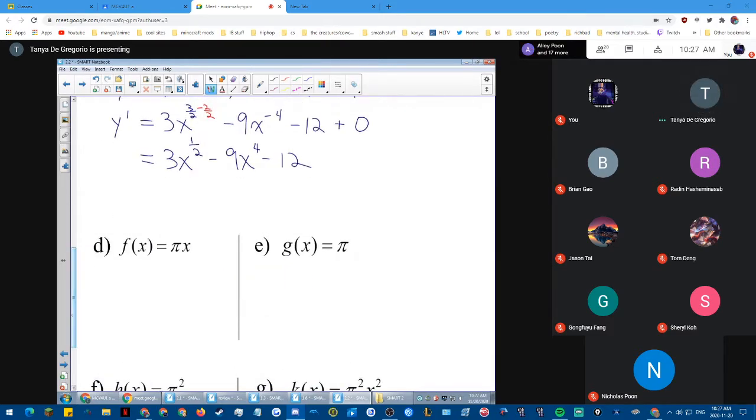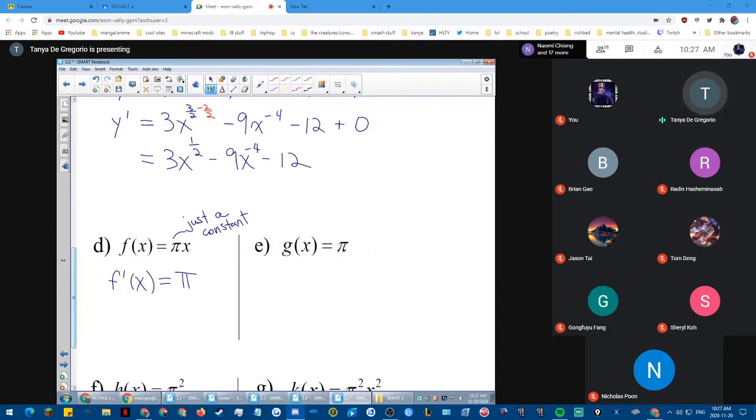Okay. f of x equals 5 times x. You missed the negative on the exponent. Where? Oh, thank you. Okay, f of x equals pi times x. What do I do? Oh, very good. People get confused when they see this because everybody thinks of pi as a variable. But pi is just a number. And because it's just a number times x, it's just pi. Okay, g of x equals pi.